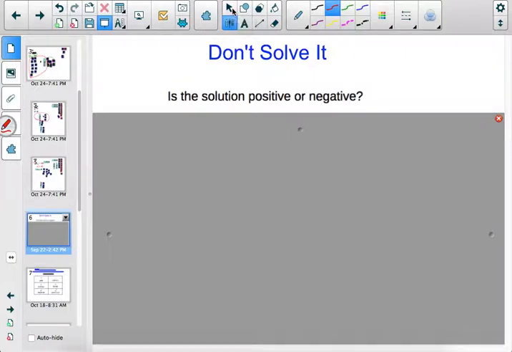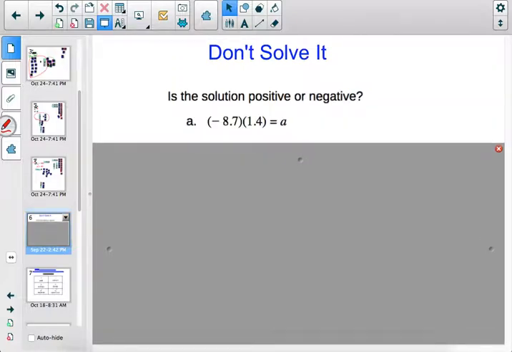All right, you do not need to solve this. I just want you to write down on your boards, positive or negative. Is the solution to the following going to be positive or negative? I'm going to hold it up and I'll say yes or no. Is it a positive or negative number to make this? Let's watch. Is A positive or negative? That's all you got to write.